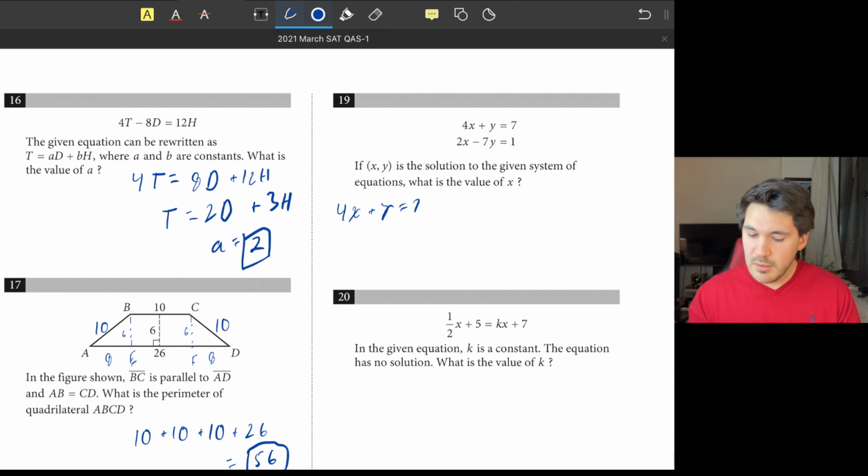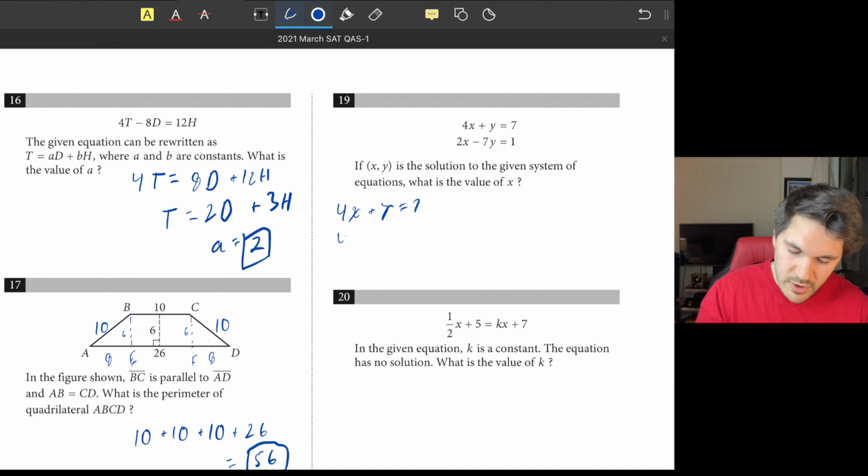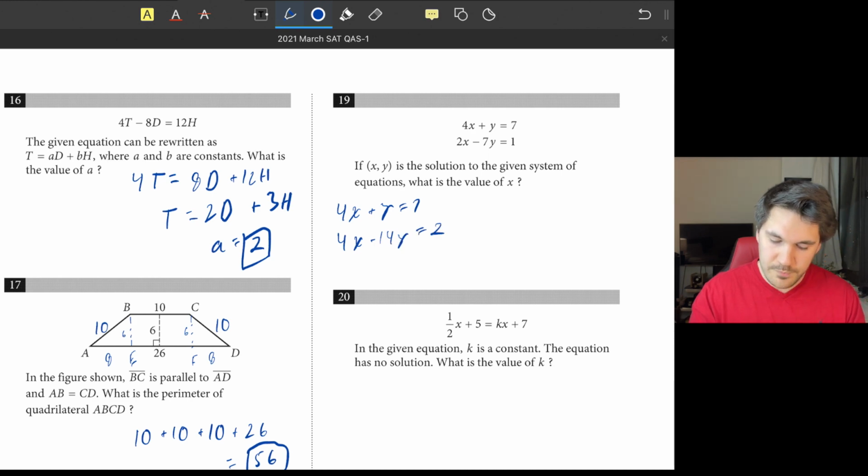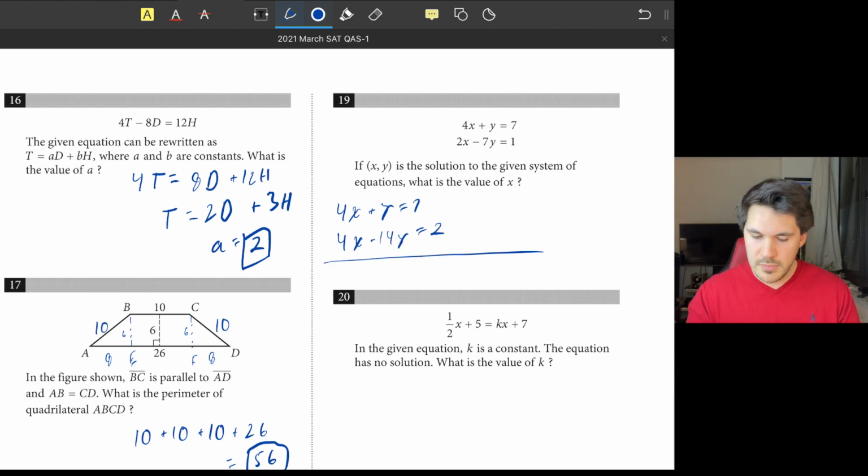So multiply the entire bottom equation by 2. That's going to get us 4x minus 14y equals 2. And now we're going to subtract them. So we're going to get negative 15y equals 5. Or, oh my god, I'm really bad. See, gotta be really careful with the negatives. Y minus negative 14y, 15y equals 5. So y is equal to 1/3.